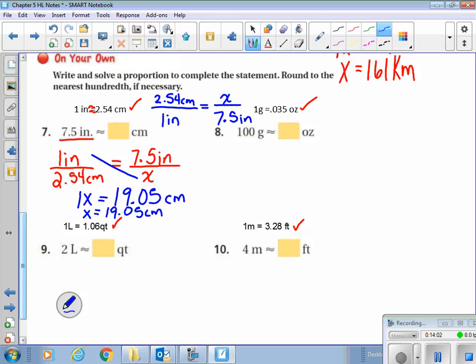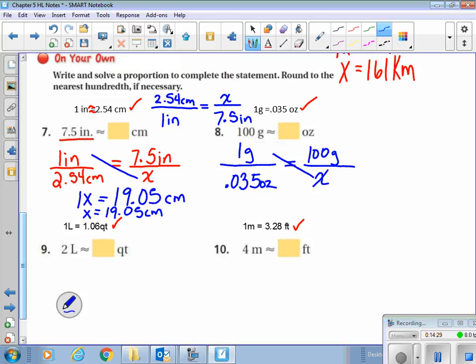In number 8, setting it up, I'm looking at the information that they gave me. They told me that 1 gram is about equal to 35 thousandths ounces. And then if I look at the other information I have 100 grams. So where am I going to put that 100 grams? I'm going to put grams up top, because grams were up top in my first ratio. And I'm going to be looking for ounces on the bottom.